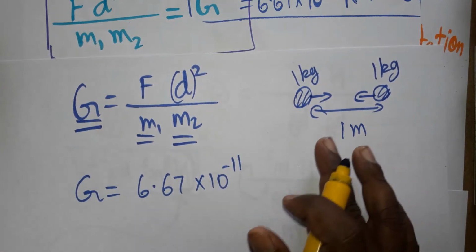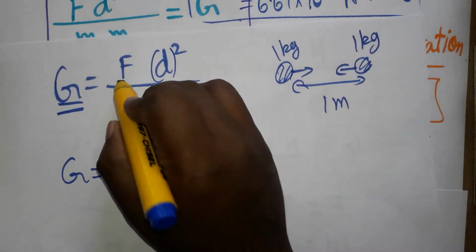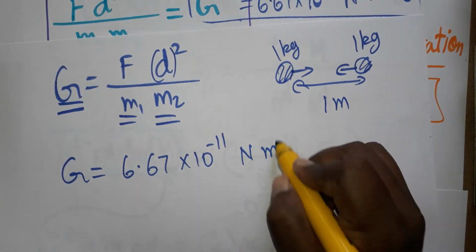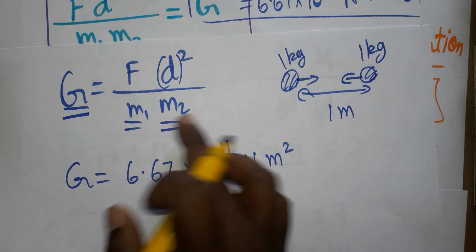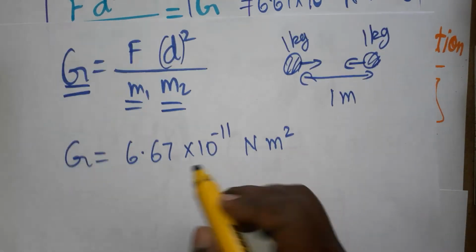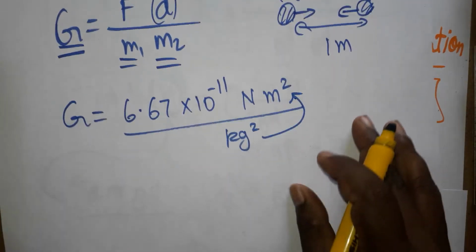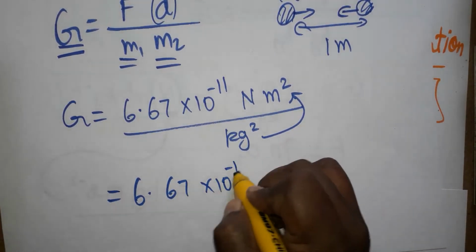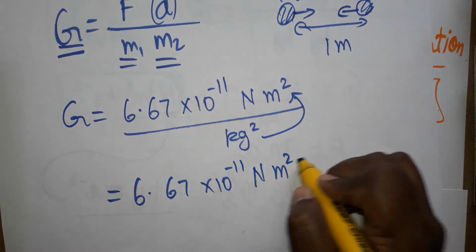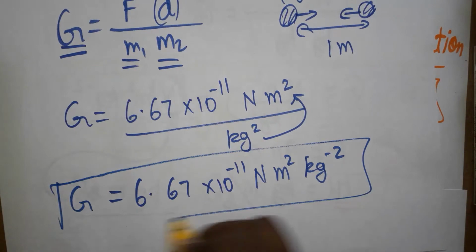This much force of attraction is created between the two objects. It is called Newton. The distance is 1 meter, so it is meter square. The masses are 1 kg and 1 kg, so it is kg square. Taking kg square from the denominator to the numerator, we get 6.67 into 10 power minus 11 Newton meter square kg minus 2. So we got the value of capital G.